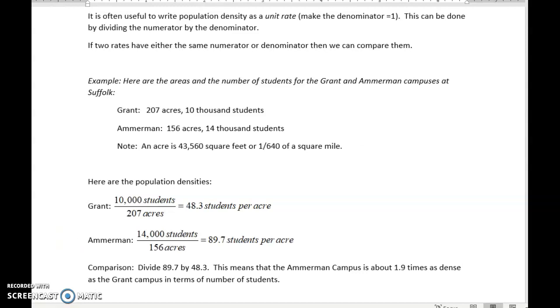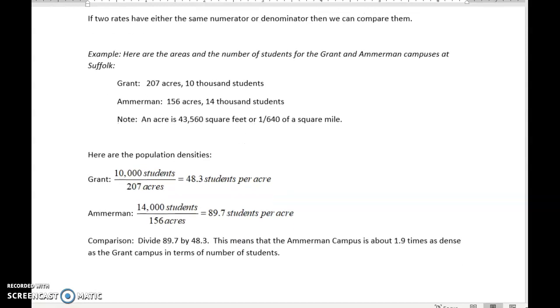There's more space for you to move around in. At Ammerman, there are more students and less area, so they feel more crowded, 89.7 students per acre. If we wanted to further compare how many times more crowded Ammerman is than Grant, we could divide. If we divided 89.7 by 48.3, the population densities, we would get about 1.9, which means that the Ammerman campus is about 1.9 times as dense or as crowded as the Grant campus.